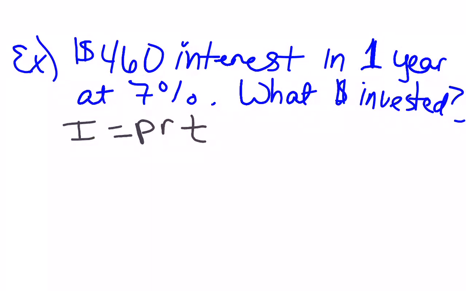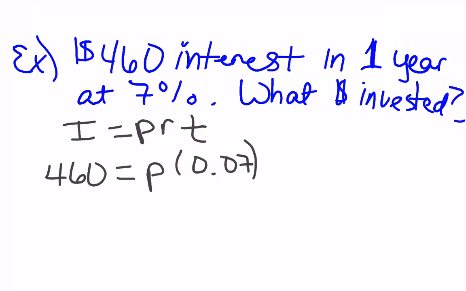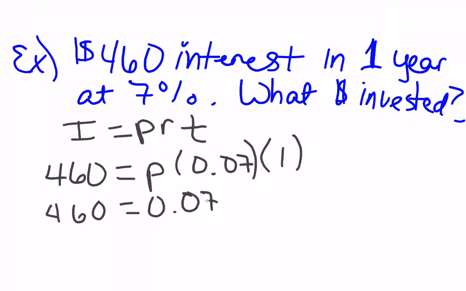So let's plug in what we actually have. $460 in interest, so that's our I. We don't know P. Our interest rate is 7%, so that's 0.07. And our time is 1 year. 0.07 times 1 is 0.07. I'm just going to rearrange this to look a little different: 460 equals 0.07P. Now it's just an equation that we need to solve.